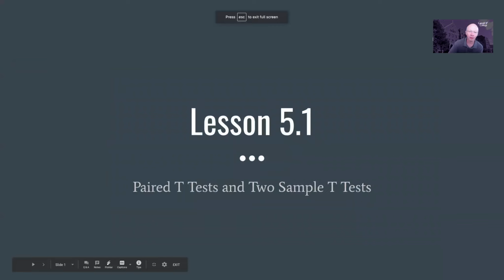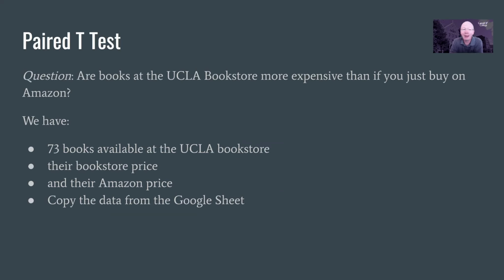All right, so this is lesson 5.1. We're going to be talking about paired t-tests and two sample t-tests. In this first video, we'll just do paired t-test. So a paired t-test is like this.